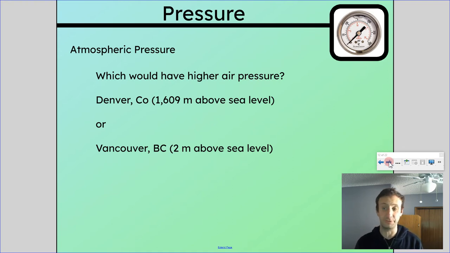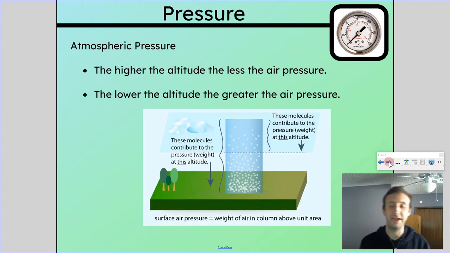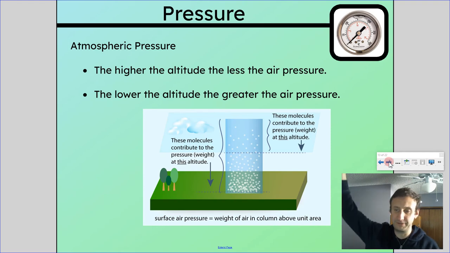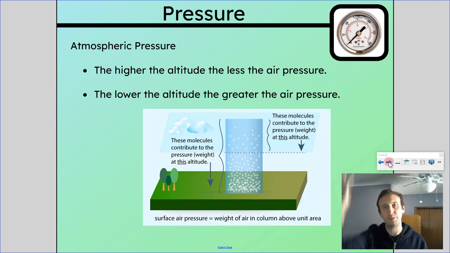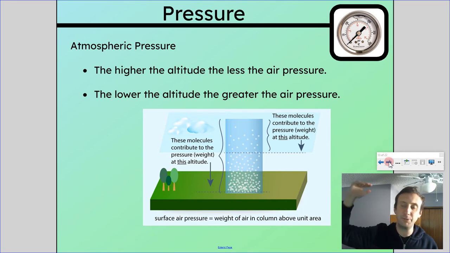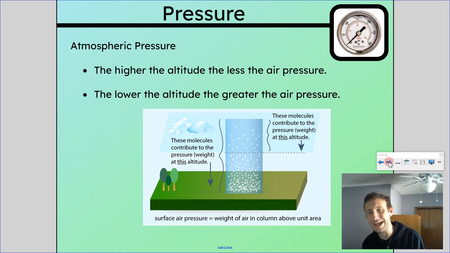So what I mean by air pressure is the pressure from the air around us that is pushing on things all the time. And the answer is that Vancouver would have a higher air pressure, and the reason why is because there's more air above it. Right? What's happening with air pressure is all the air that's above us, all the particles are getting pulled down by gravity. And that pulling down by gravity is the reason why we have air pressure. You're feeling the weight of every single particle of air that's above you. It's pushing down on you. And the higher the altitude, the less air you have above you. And as a result, the lower the air pressure. At a lower altitude, you have more air above you, so you have higher air pressure.